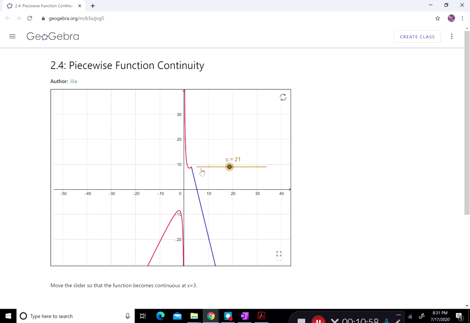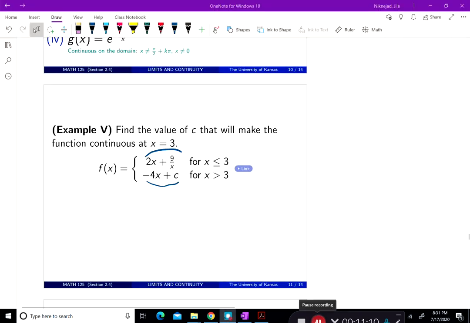So that's what we're doing. We're finding that c that connects these two pieces together, but we're explaining this in mathematical terms. So back to here, we're trying to find the value of c that makes these two pieces connected together, right? And what does that mean? That means the value we approach from the right side and the value we approach from the left side are equal to each other, and equal to the value of the function.